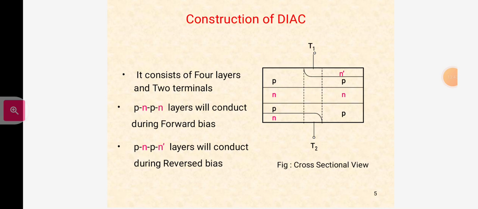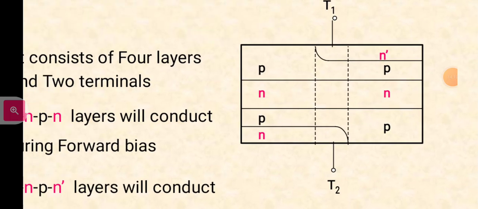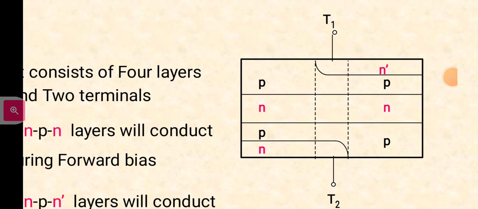So construction of diac. The word diac is obtained from capital letters: Diode that can work on AC, alternating current. It is a two-terminal device which can conduct in either direction. Hence, it is called a bidirectional device. In the diagram, you can observe here PN, and on the right side N dash PN.